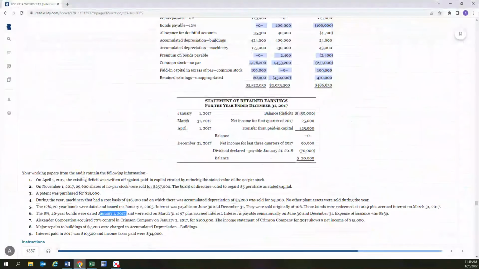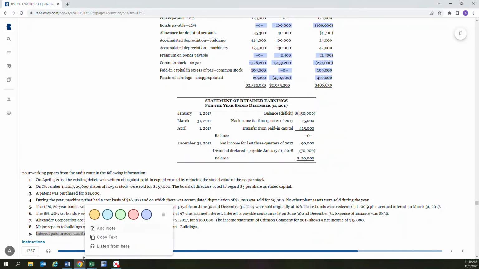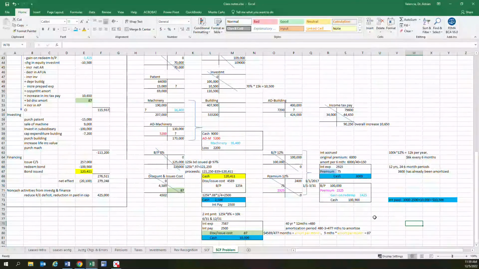And I'm going to show you where they said that. This is in number 9. Interest paid in 2017 was 10,500. So when I go back over here, you can think of this as item number 9. Okay, now I don't have to do anything with that because these amounts have already been reflected in cash. This has already been added to cash. This has already been reduced to cash, and same thing over here.